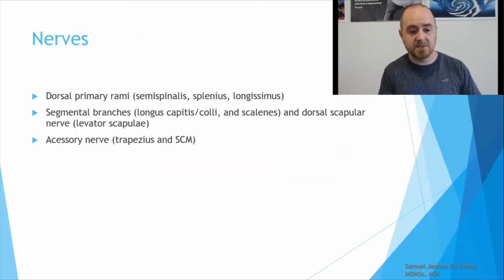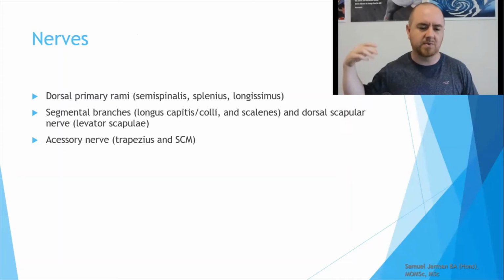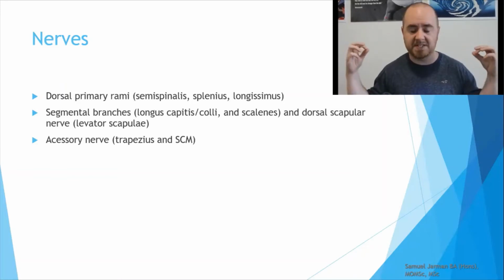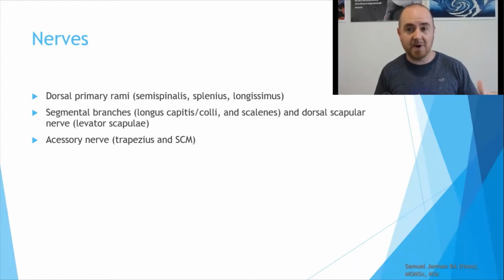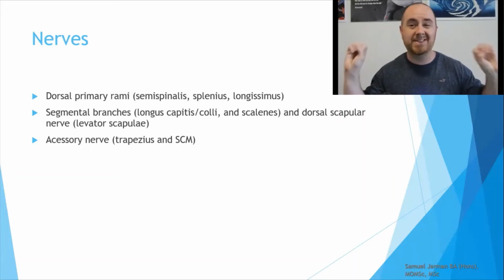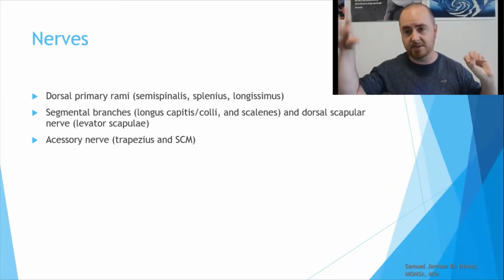Now the nerves, we're talking about the dorsal primary rami. So essentially for all your paravertebral muscles, or your vertebral muscles, so your semispinalis, splenius, and longissimus, right? Whether it's cervicis or capitis, it's dorsal primary rami going back out of the mixed spinal nerve. You're going to have segmental branches, and here we're talking about longus capitis and colli on the anterior side. So the anterior rami, these are not going to a plexus, either the cervical or brachial plexus. They're just going direct, more or less, to muscles.